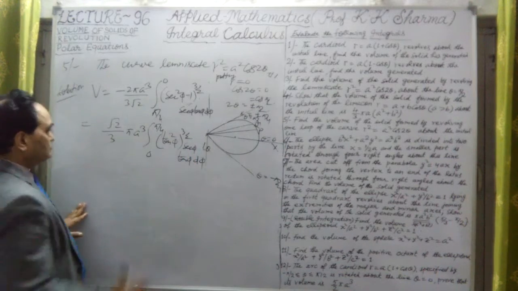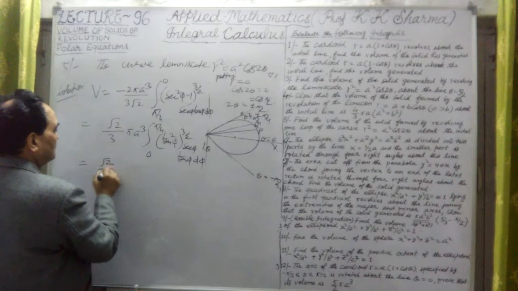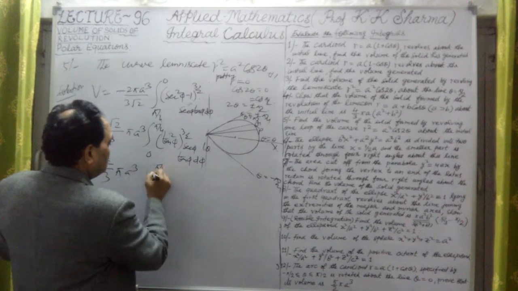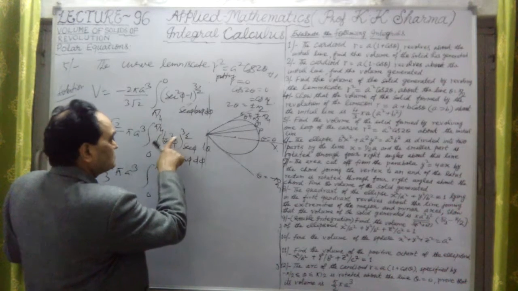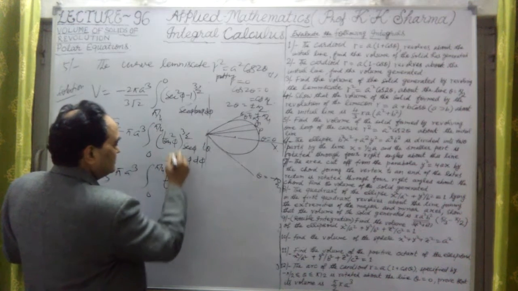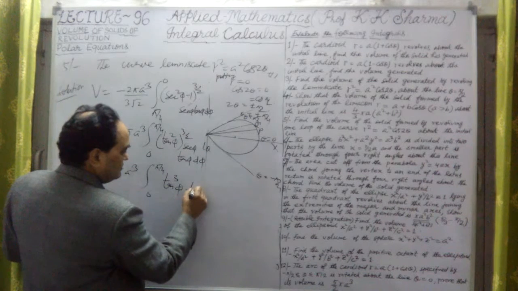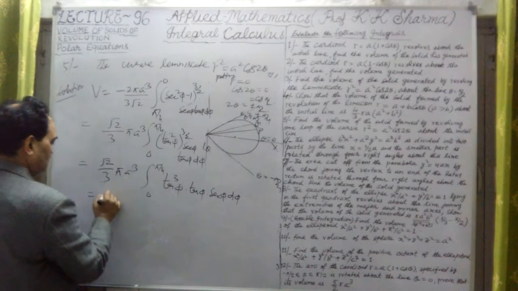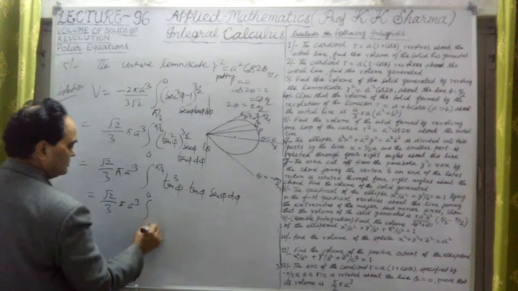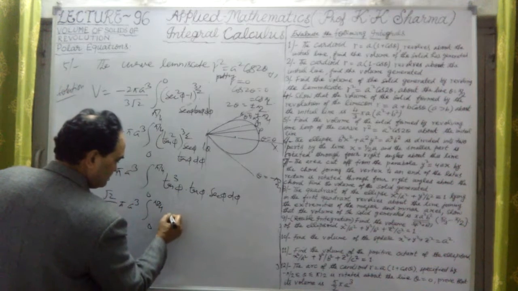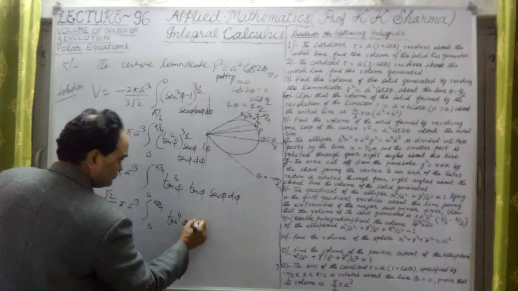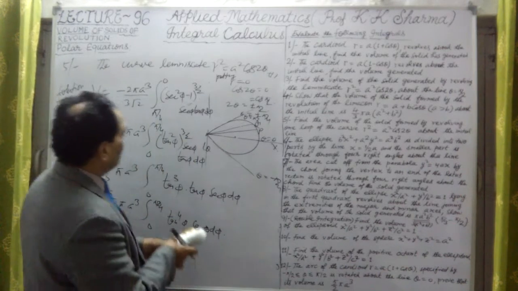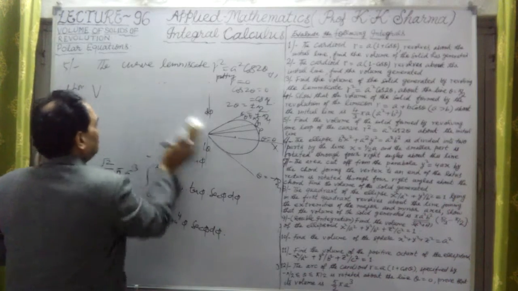Now let me resolve it further. This gives root 2 upon 3 pi a cube, limits 0 to pi by 4. Very interesting question. Now tan cube phi into tan phi into sec phi d phi, so we obtain tan power 4 phi into sec phi d phi. Tan 4 can be changed into sec. How? Let me change it.